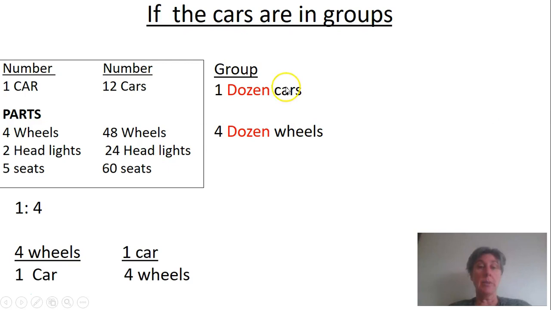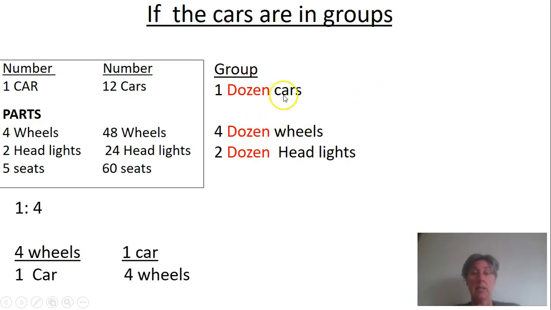So if we still do it in groups, if I have a dozen cars, then I will have 4 dozen wheels. Each car broken up will make 4 wheels. So if I put them into boxes, if I broke a car up and put 1 wheel in this box, 1 wheel in that box, 1 wheel in this box, 1 wheel in that box, and then I did it again and again, 12 times, the boxes would gradually get filled up until each box had 12 wheels in it, and I had 4 boxes. So I have 4 dozen wheels.